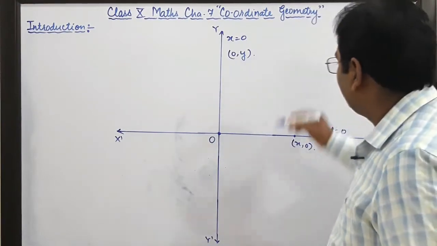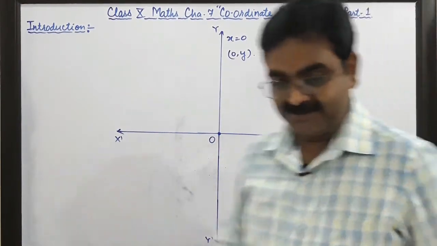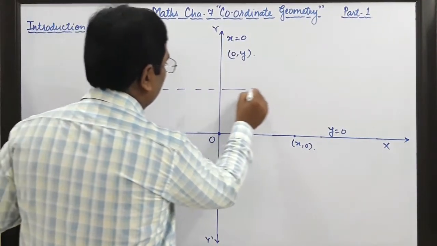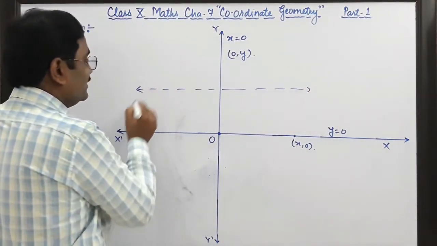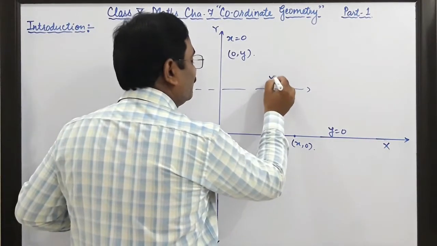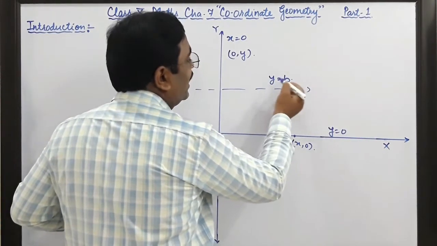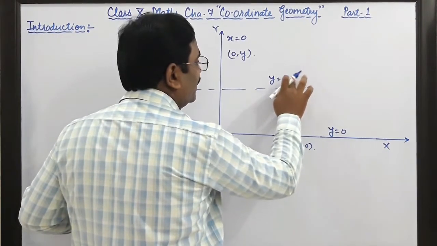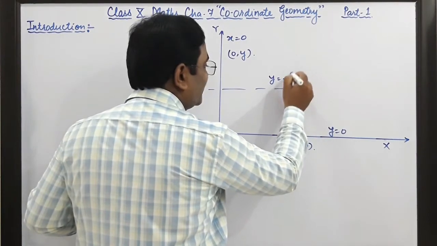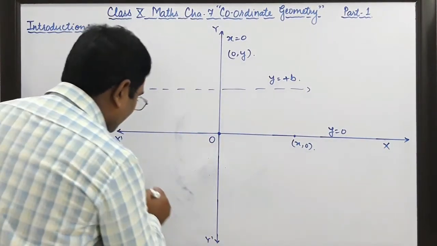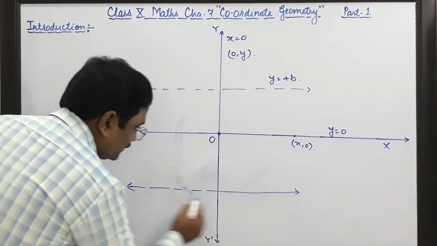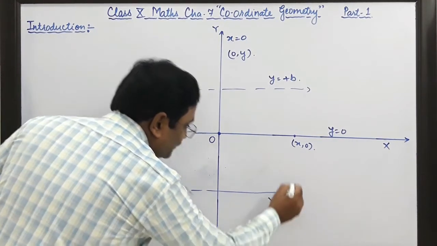Suppose a line is drawn parallel to the x-axis. The x-axis is this one, a horizontal line. A line is drawn which is parallel to this x-axis. So the equation of this line will always be y equals b, where this b can be positive or negative. If it is positive, plus b, it will be upward, and if it is negative, it will be downward, meaning y equals minus b.